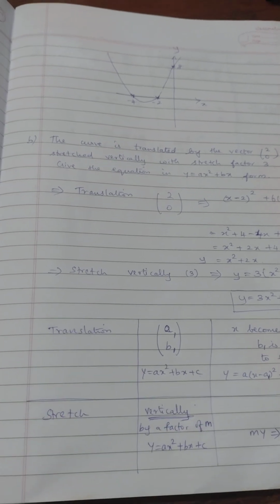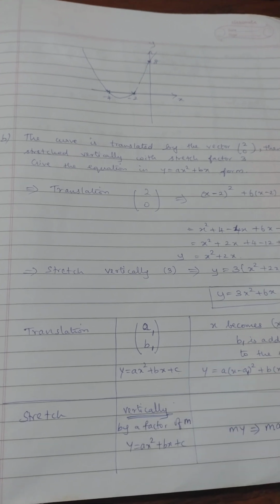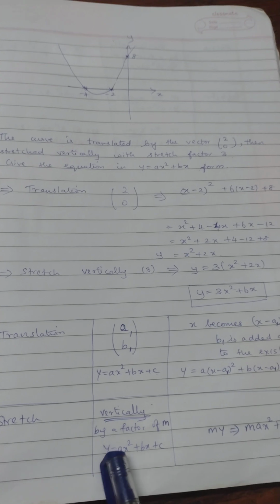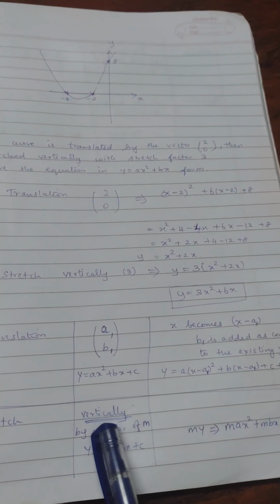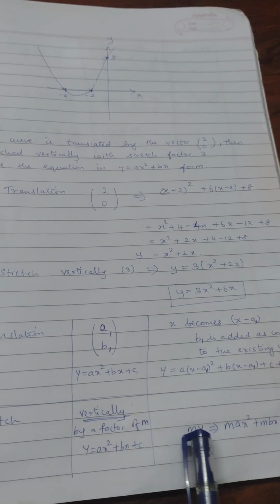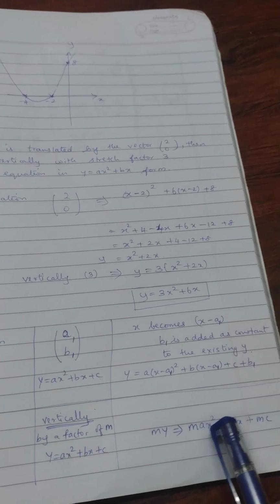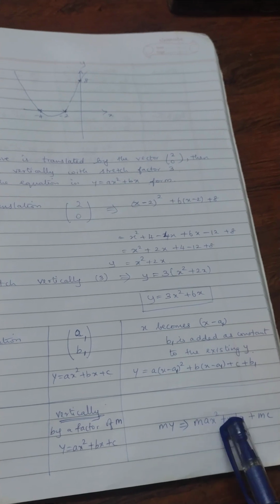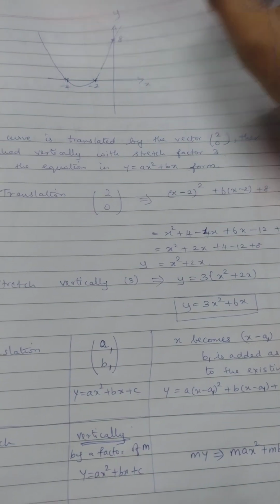Then the next type of transformation that we are going to see is stretch. Stretch can happen both vertically as well as horizontally. If it's a vertical stretch by a factor of m, on the curve y is equal to ax square plus bx plus c, you are just going to multiply m to the entire expression. So it becomes m times ax square plus m times bx plus m times c. So m is going to be multiplied with each and every term of your curve equation. Remember this only for a vertical stretch.